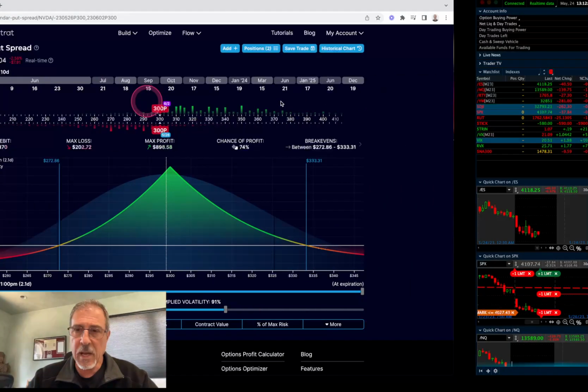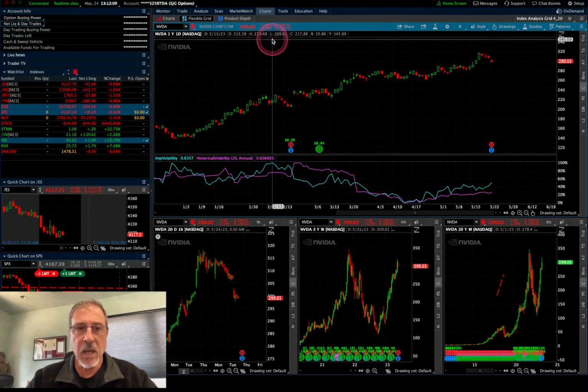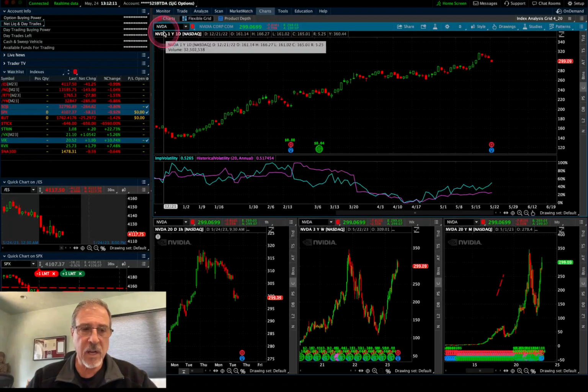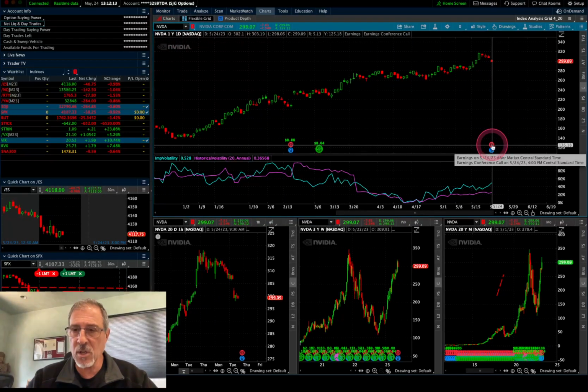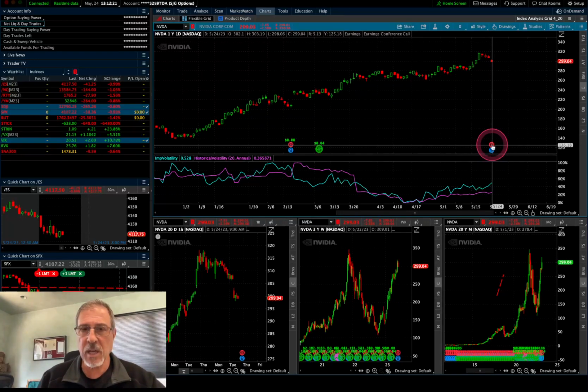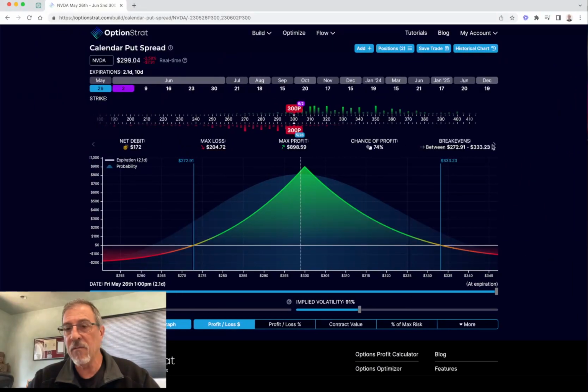So what I'm looking at specifically is a trade in NVDA. Now, NVDA announces earnings after the close of the market tonight. So this is a time when the front period options, the options closest to expiration, are going to have very high volatility, and then further out options are going to have a lower volatility. So a calendar trade is a little bit tricky here.